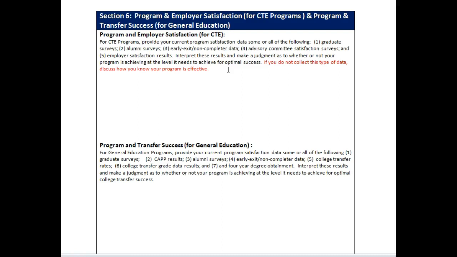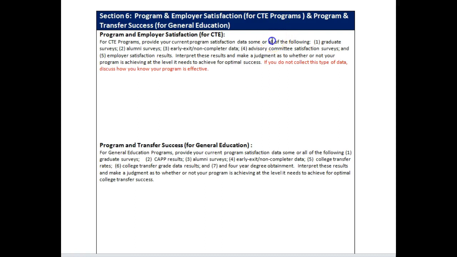You can do a satisfaction survey with your students specific to your program through SurveyMonkey. All you have to do is contact Academic Affairs. We can do that through CTEL. So if you haven't been doing that, you need to start. Okay, so alumni surveys, if you have them, early exit non-completer data, advisory committee satisfaction surveys, employer satisfaction surveys, and you want to interpret these results.